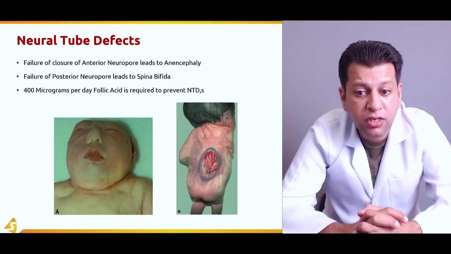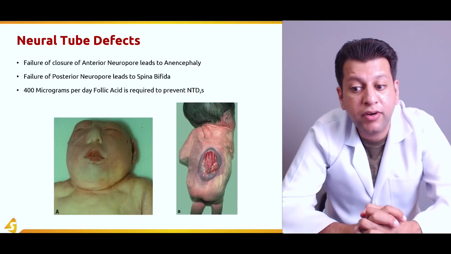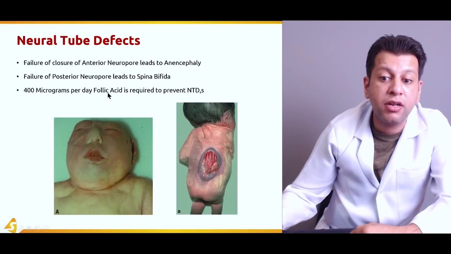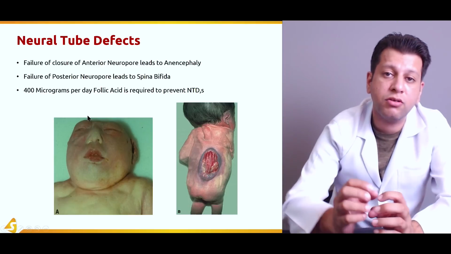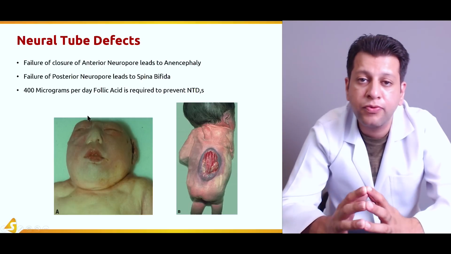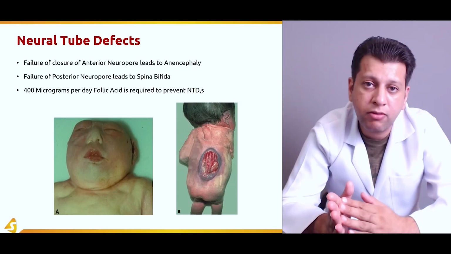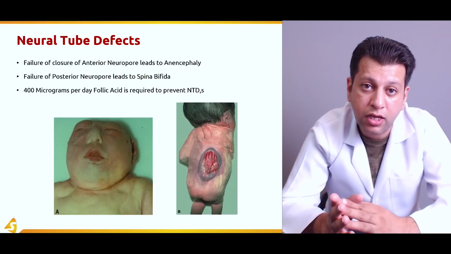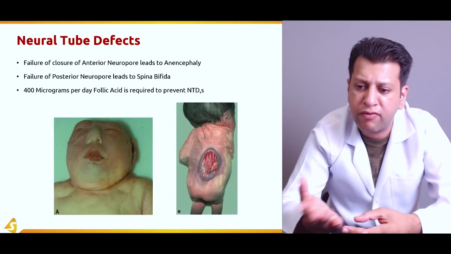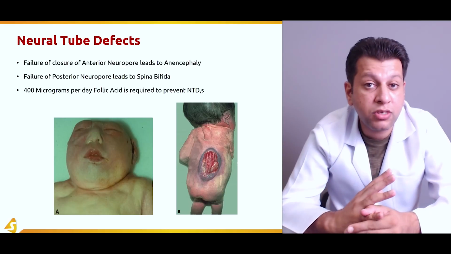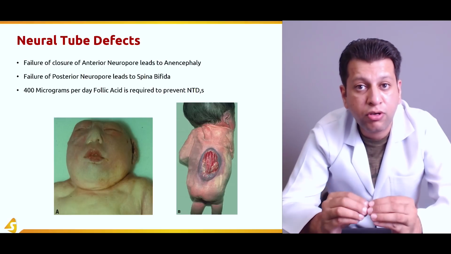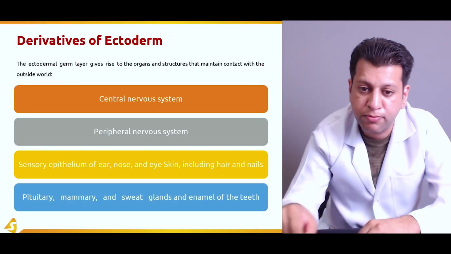While failure of the posterior neuropore to close leads to spina bifida or meningomyelocele. 400 micrograms per day of folic acid is recommended. Now this neural tube formation needs a lot of folic acid. If at this time, at the 3rd to 8th week, the mother does not take enough folic acid, this results in neural tube defects. Neural tube defects include anencephaly and spina bifida. So folic acid is of paramount importance for the closure of the anterior and posterior neuropore.